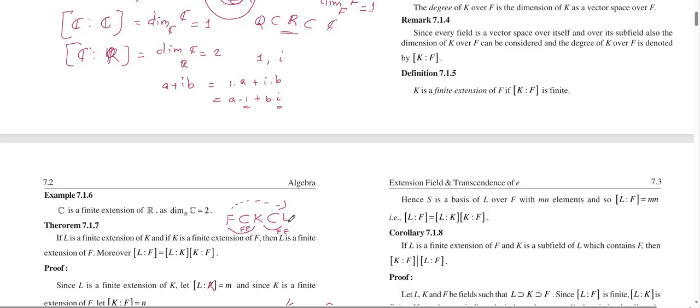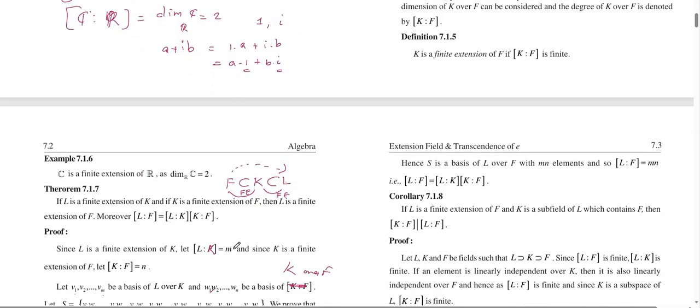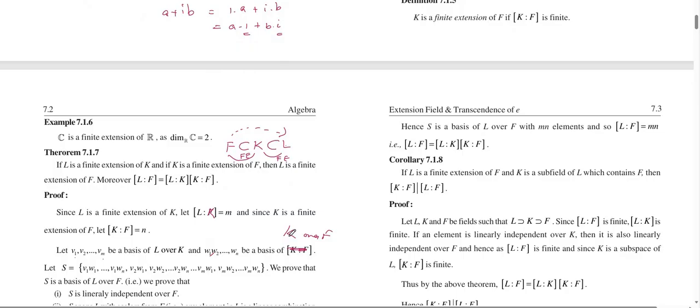Finite extension means degree will be finite. Degree means dimension. So we will take the degree of L over K, finite, and call it, say, some M. And the degree of K over F, finite, take it as some N. So dimension means the basis will have a finite number of elements. So here, degree being M, V1 etc. Vm is a basis of L over K. And the degree is N in this case. So we'll take W1, W2 and so on, Wn to be a basis of K over F.